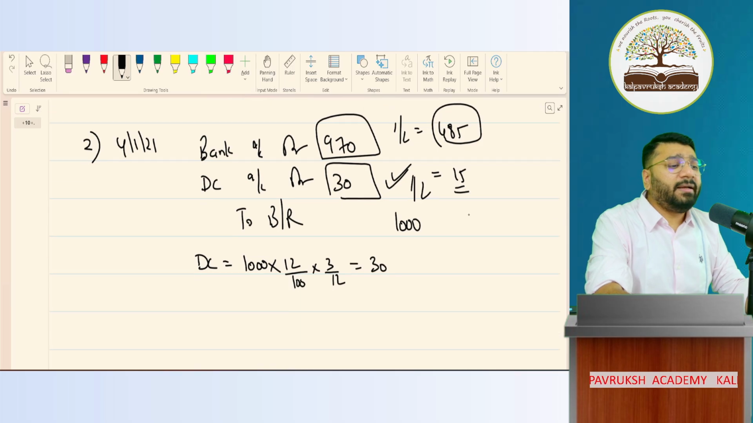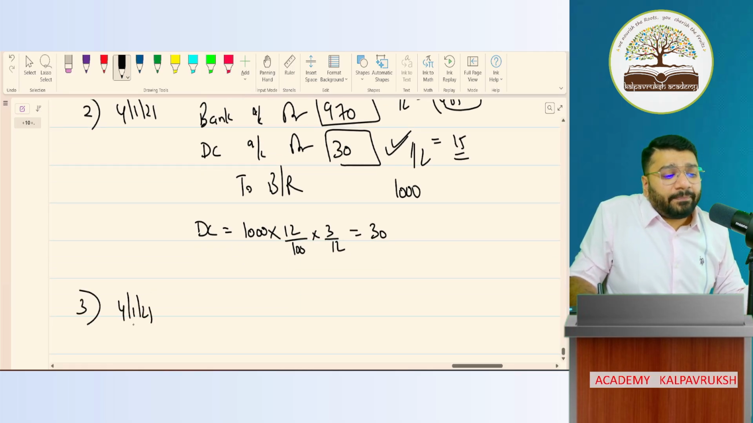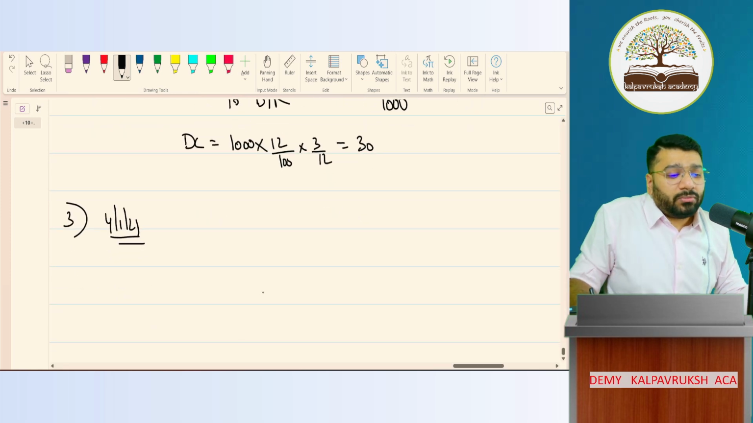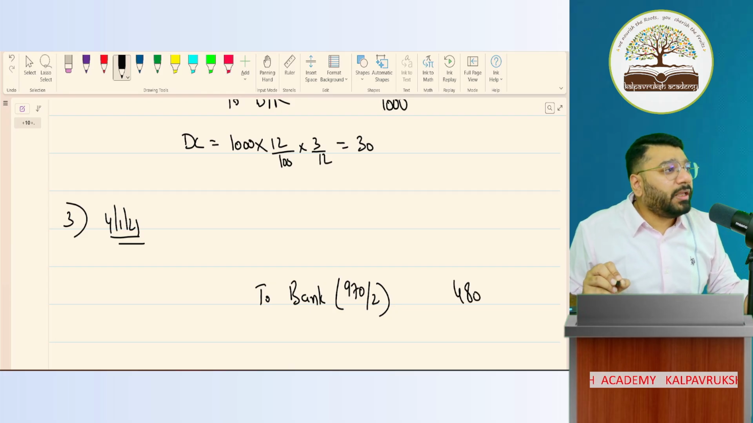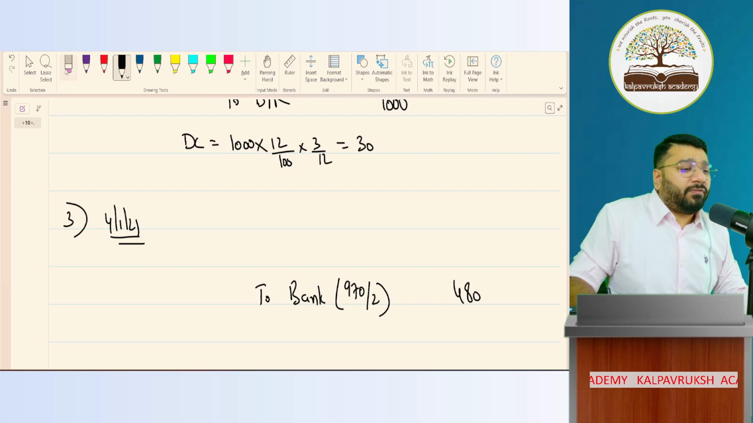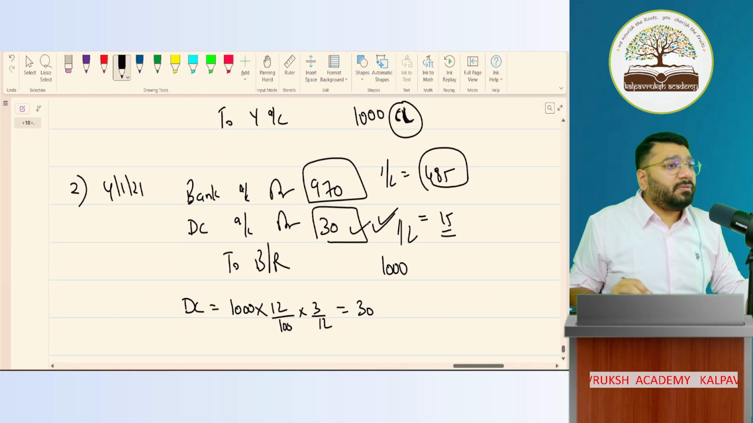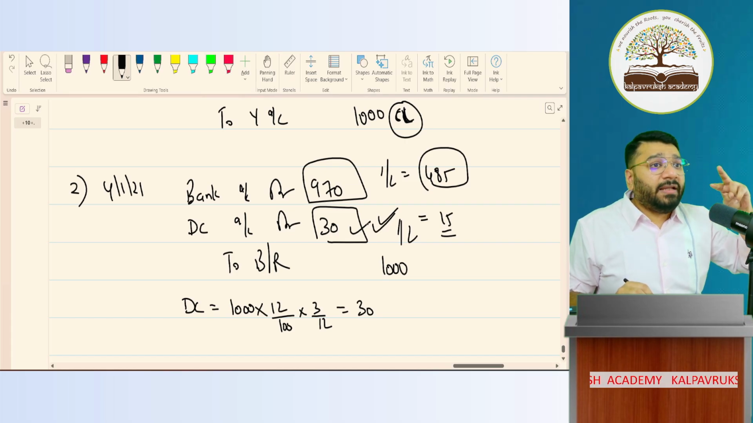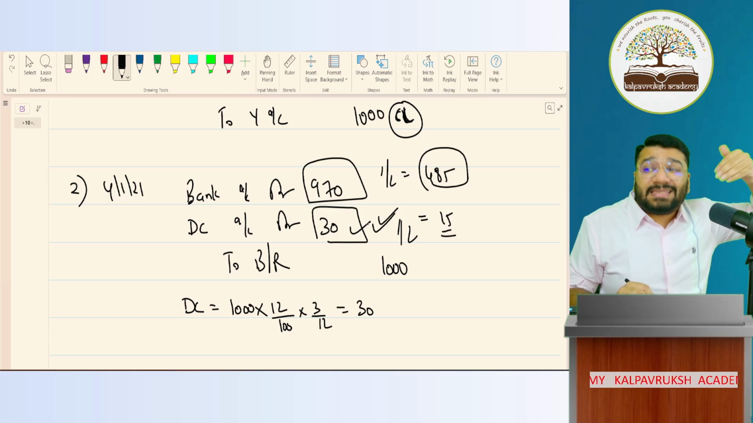Now, the entry. On the same day, from my bank account, money is going out. How much money is going out? Half the money is going out. How much is half of 970? 485. Okay? Second, I recorded 30 as expenses. Actually, how much are my expenses? 15. I have recorded an extra 15 as expenses.